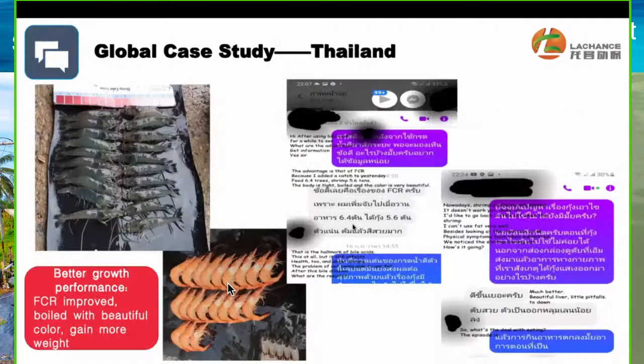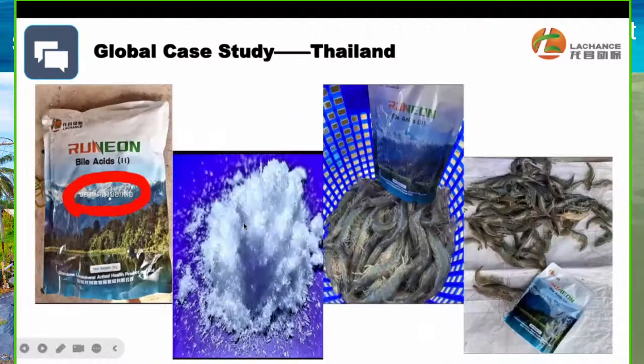And here are some global cases. These are feedback from Thailand. You can see after using bioacids, the shrimp's color and appearance are really good, and I think shrimps with a good appearance can sell at a better price, right? So these are all the feedback from Thai customers. And the second picture is what bioacids looks like. It's a white crystal powder, and very easy to apply during your farming.